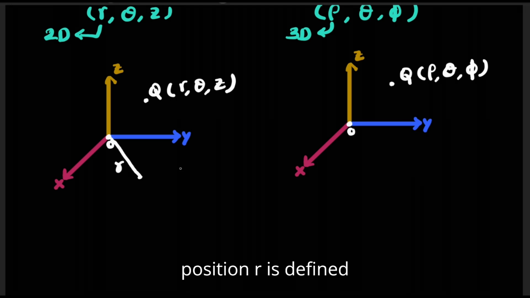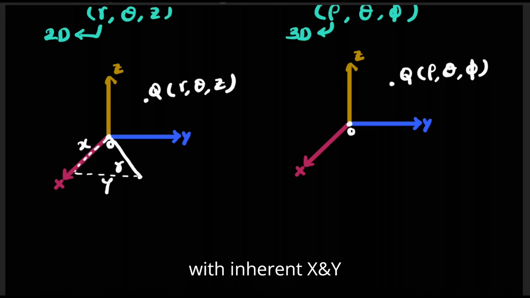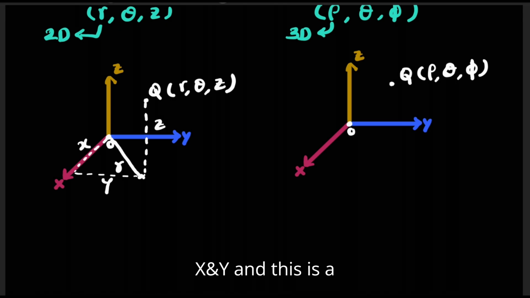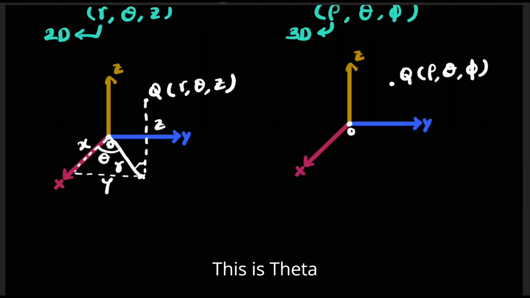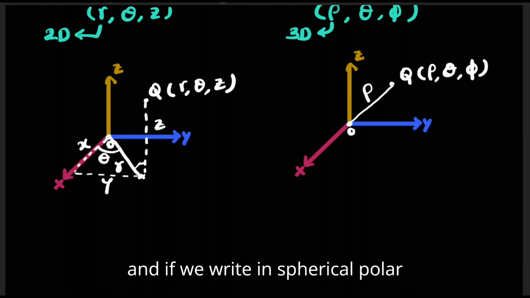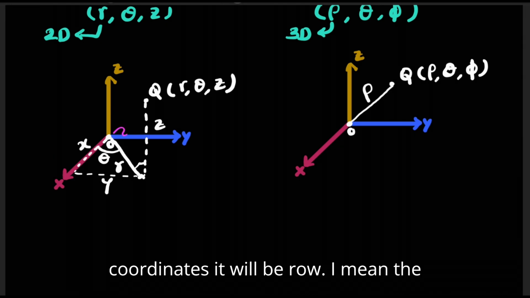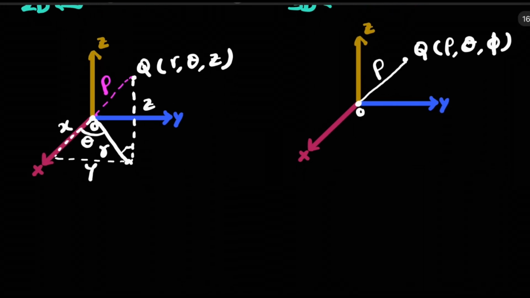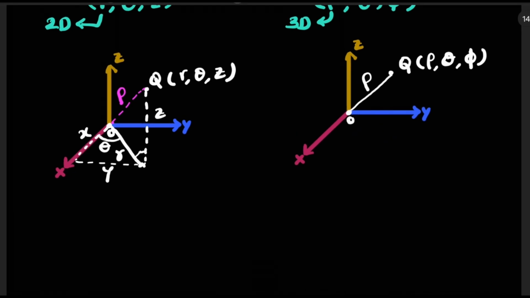the position r is defined with x and y transformations from the origin, like x and y, and this is a vertical displacement z, this is theta, and if we write in spherical polar coordinates, it will be rho. I mean the position coordinate will be rho.